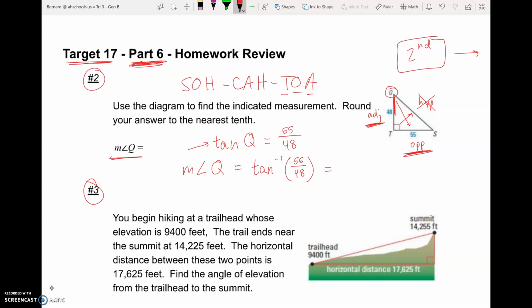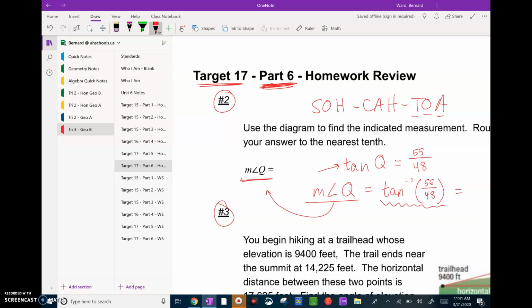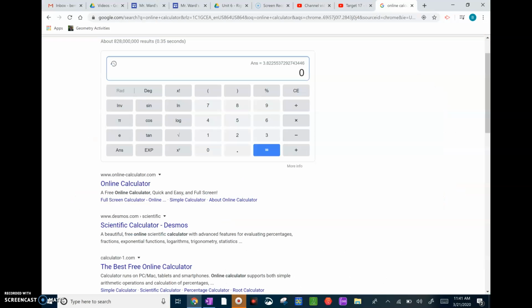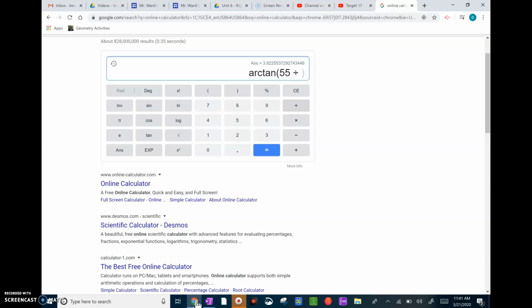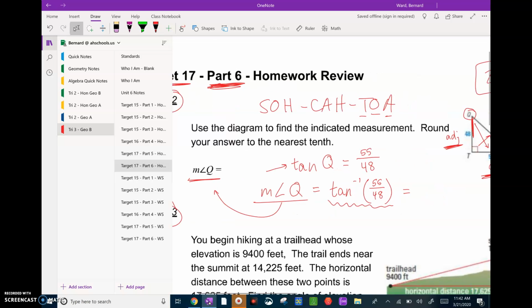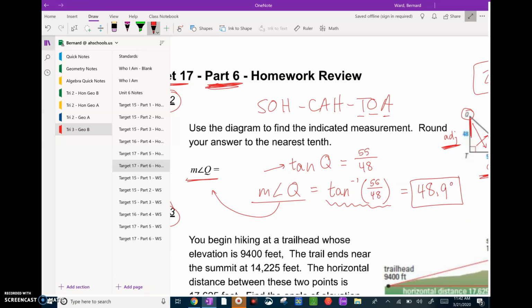And not only is it Q, but it is the measure of angle Q, exactly like that notation there. So let's type this into our calculator right now. Tangent inverse of 55 divided by 48. Remember, you'll hit second, and also be in degree mode. Tangent inverse of 55 divided by 48, close parentheses, equal. It's telling us that is roughly 48.8, but we'll round it up. So 48.9 degrees, and that is our answer. So let's keep moving on.